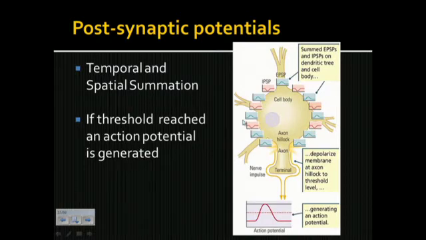So this is what I was talking about, how they were graded and they were summed up together. So you can have temporal and spatial summation of all these postsynaptic potentials. They'll be occurring all over the cell body, the dendrites. They can even occur on the axons, and they will all determine whether or not the threshold will be reached to allow an action potential to be generated. And what happens is all of these come together at the axon hillock, and if the threshold is reached here, an action potential will be generated.